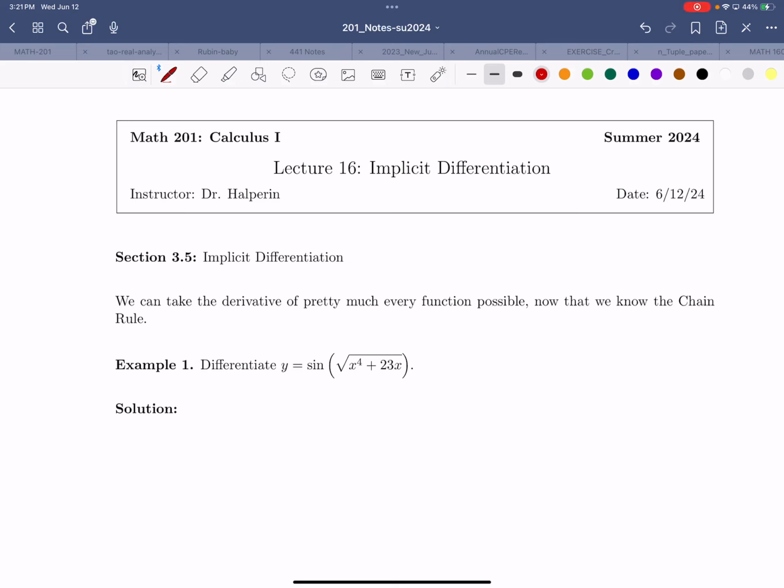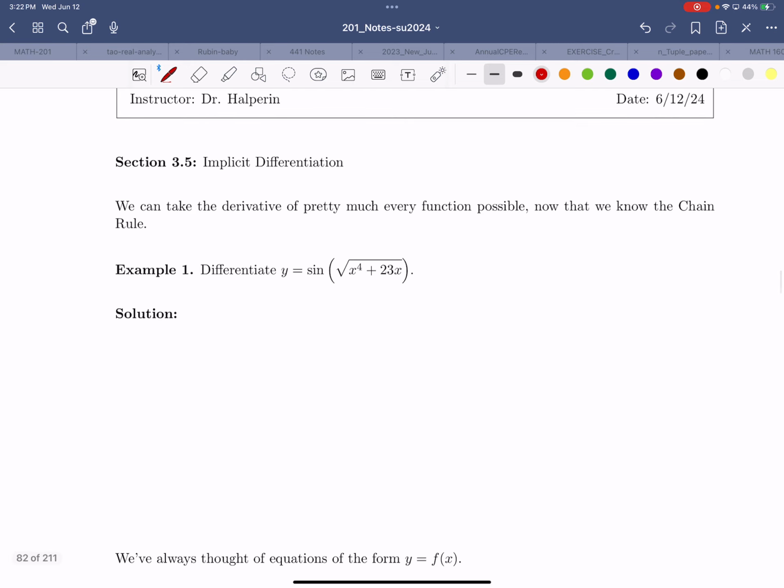Let's look at the next topic, section 3.5, implicit differentiation. And then once we've learned that, we can use it to derive the derivatives of inverse trig functions. Remember, we've learned all the basic derivative rules: power rule, e to the x, product, quotient, trig functions, and now the chain rule. Let's just quickly review with a nice little warm-up exercise.